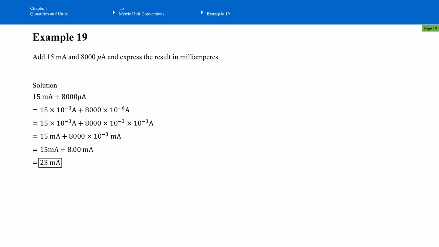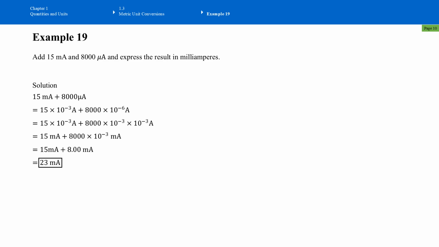First, I rewrite that 15 milliamps using engineering notation. That becomes 15 times 10 to the minus 3 amps. Then the 8,000 microamps becomes 8,000 times 10 to the minus 6 amps. We're going to convert that micro to a milli. Because a micro, the 10 to the minus 6, can be broken into two parts. That's 10 to the minus 3 times 10 to the minus 3. Together that is 10 to the minus 6.